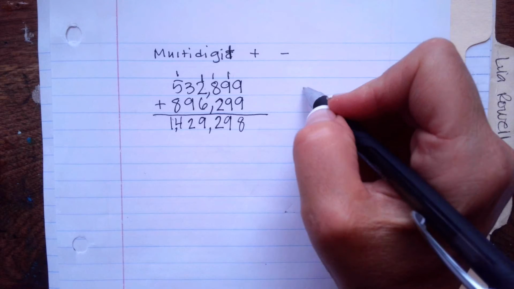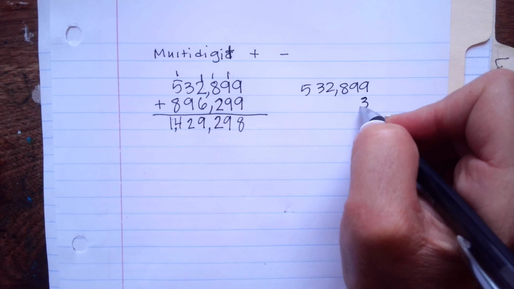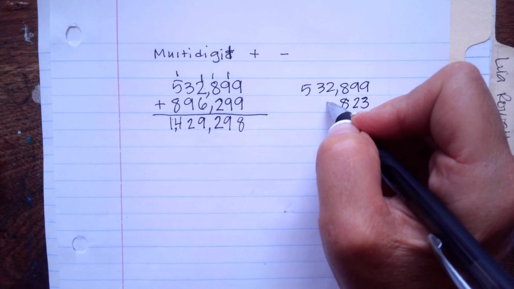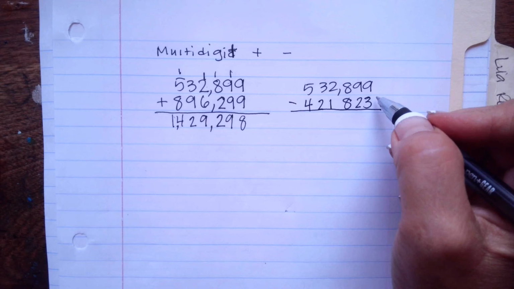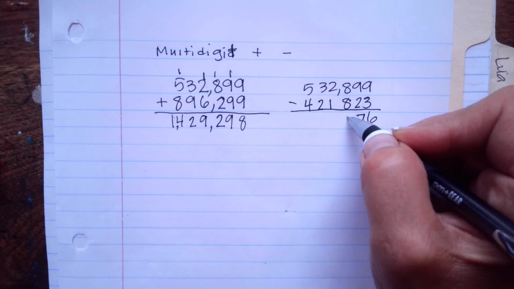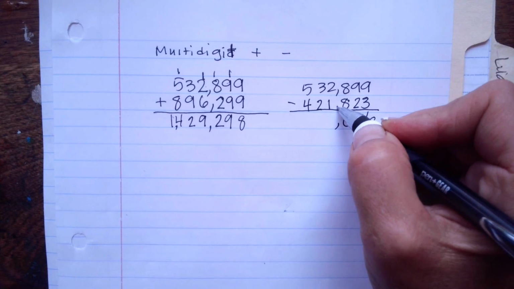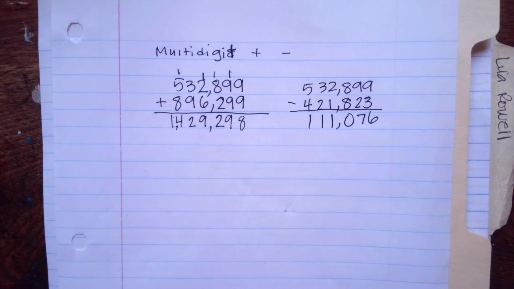And same with subtraction. We'll just do one without borrowing. So we would do 6, 7, 0, comma, 1, 1, 1. If you had to borrow, then you would borrow.